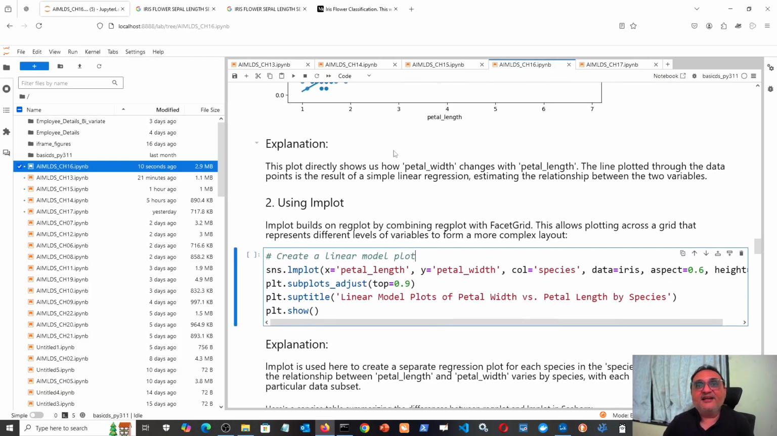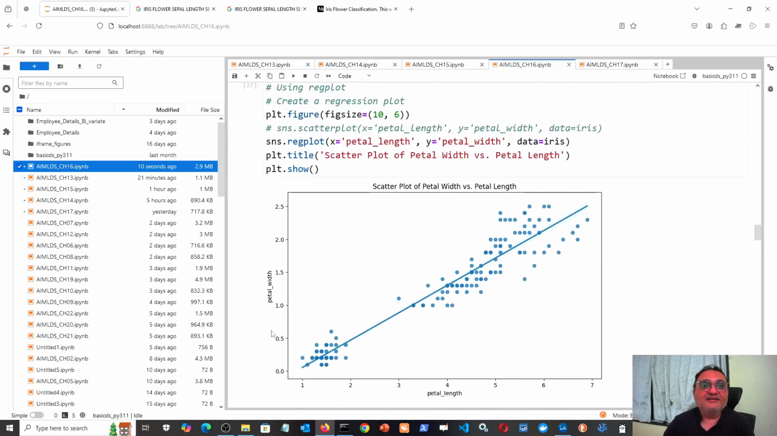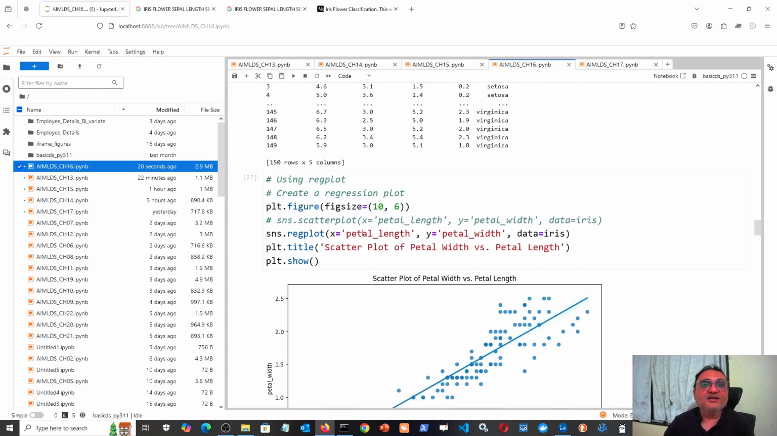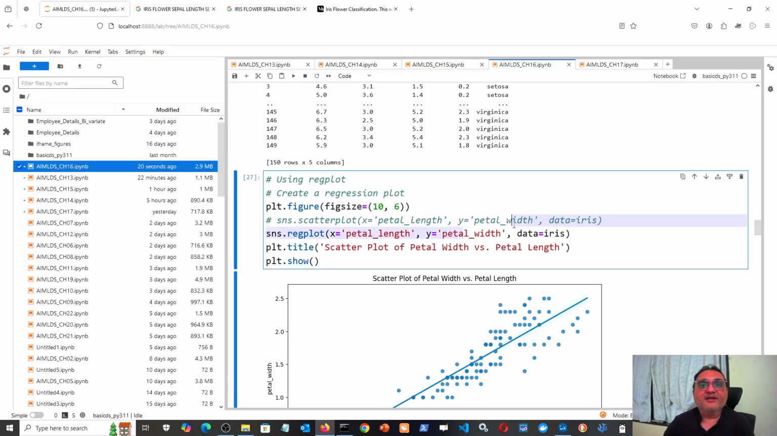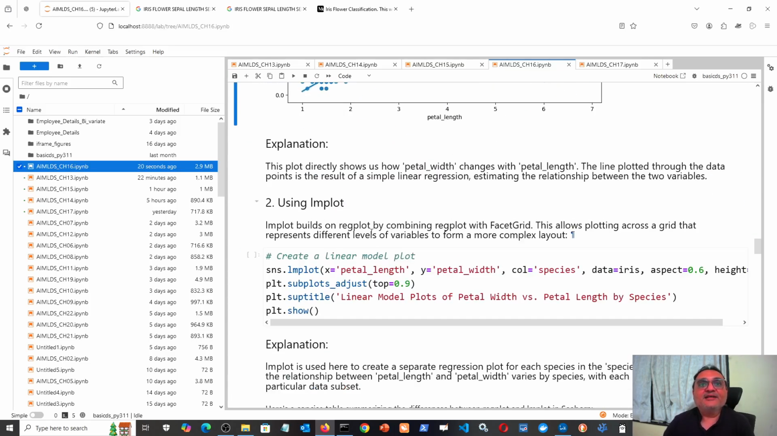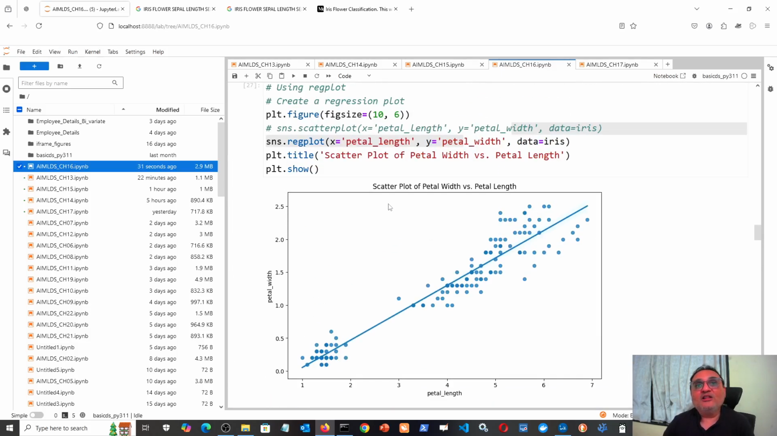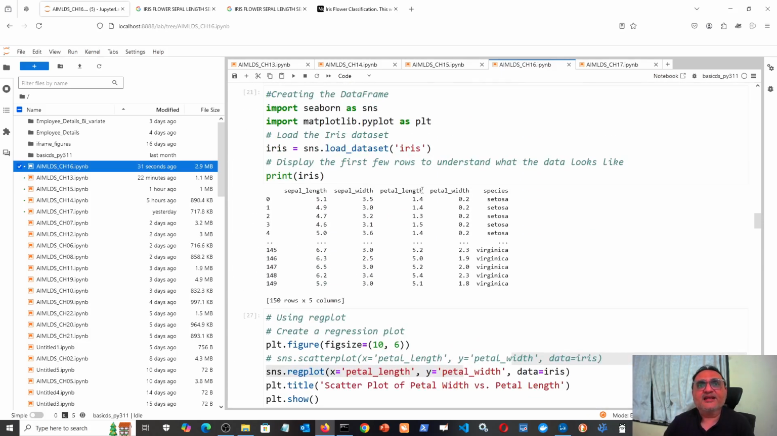And I again take the same two parameters, petal length, sorry, I take different parameters now. Here I have taken petal length and petal width. So same two parameters, petal length and petal width, but I want to do it for all the species. So I made some mistake in the previous explanation.